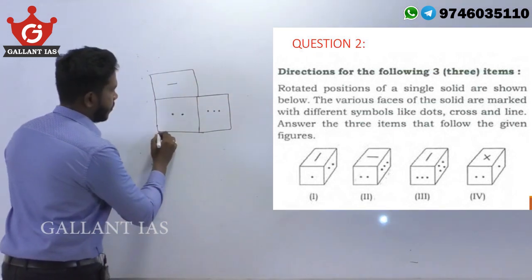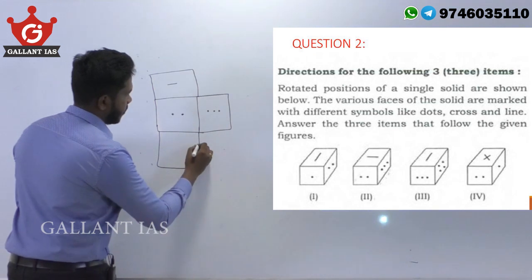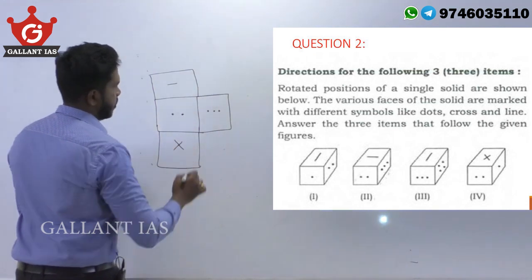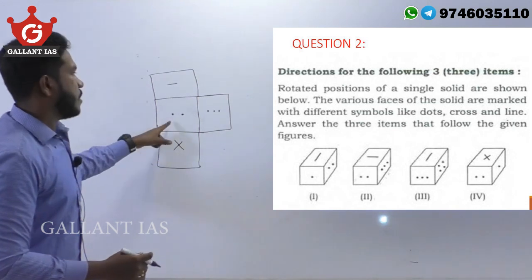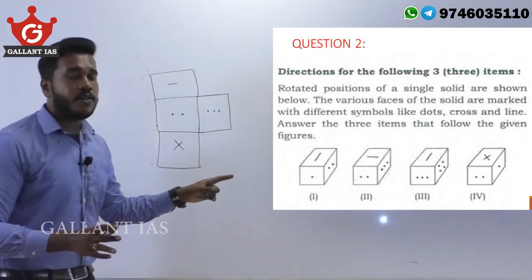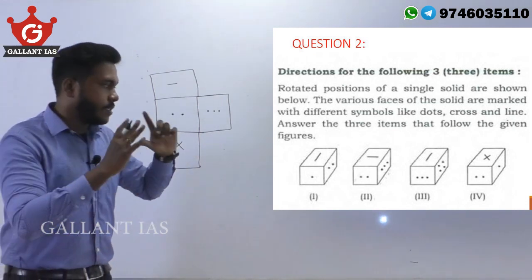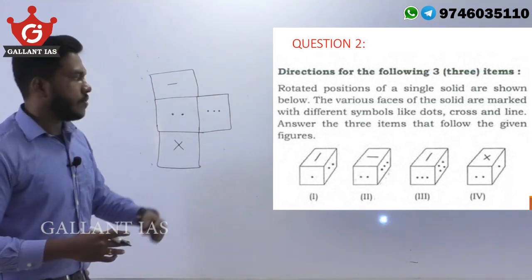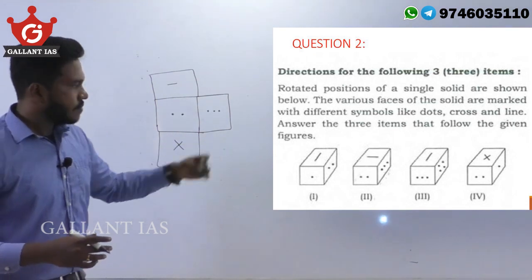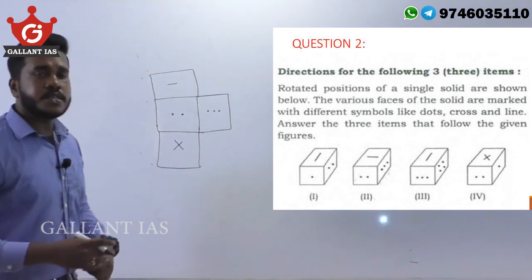Suppose I am drawing the cross here. The cross is adjacent to 2. Since we didn't draw a face with value 1, we can't check whether this is right or wrong. So let's check and come to the first orientation.